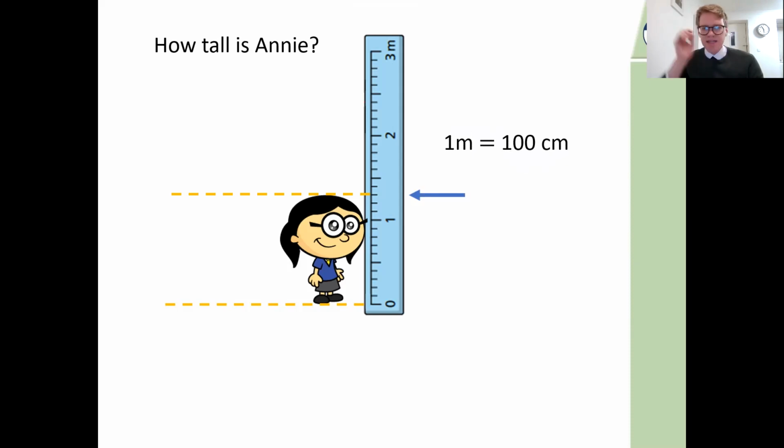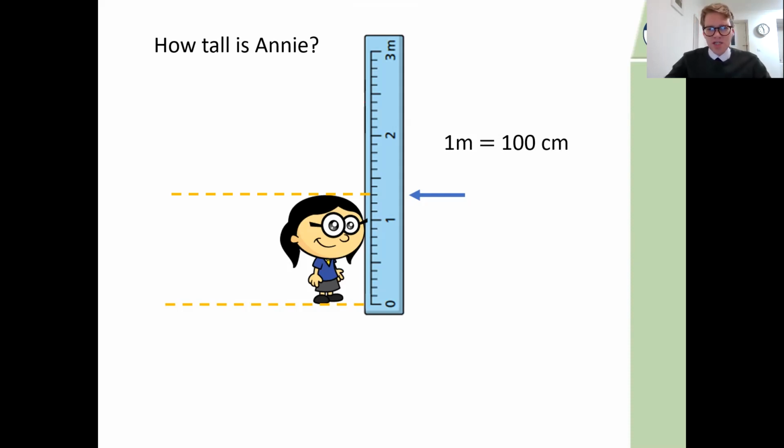So we know that 1 meter is equal to 100 centimeters. We've talked about that already. How are we going to work out, though, what this extra amount is? Because it doesn't have any other numbers on the scale. Let's count how many lines there are between 1 and 2. We've got 1, 2, 3, 4, 5, 6, 7, 8, 9, 10. So this is split up into 10 sections. So that 1 meter is split up into 10 sections.